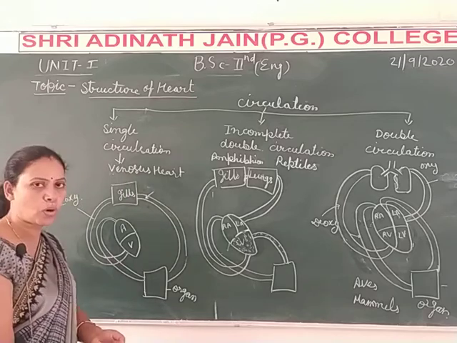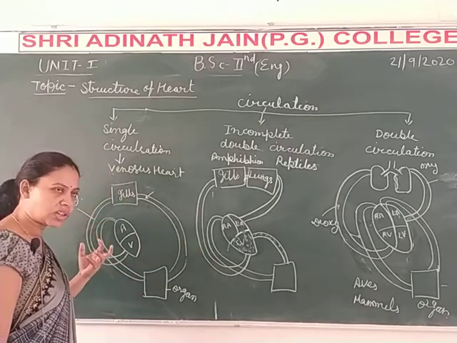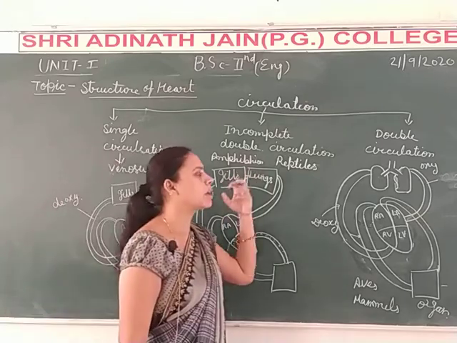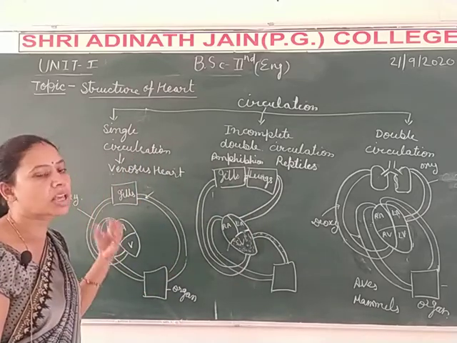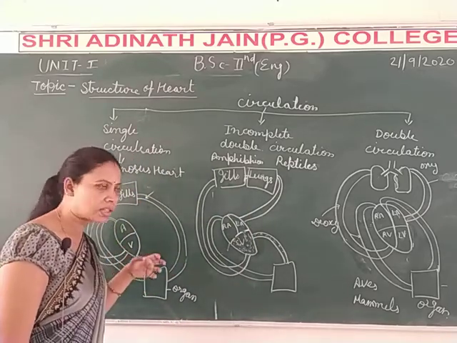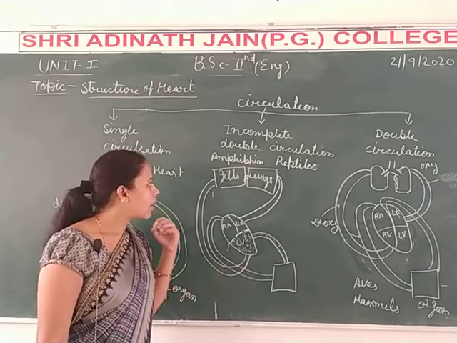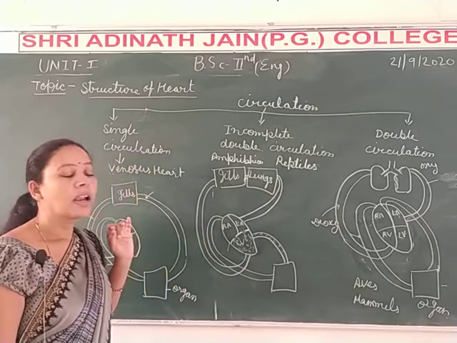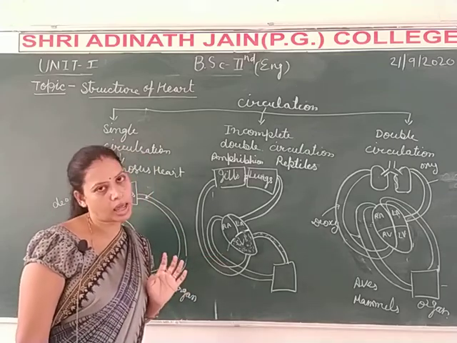I hope you have understood all these terms: the single circulation, the incomplete double circulation and double circulation. The single circulation is found in fishes. The incomplete double circulation is found in amphibians and reptiles, and double circulation is found in birds and mammals.